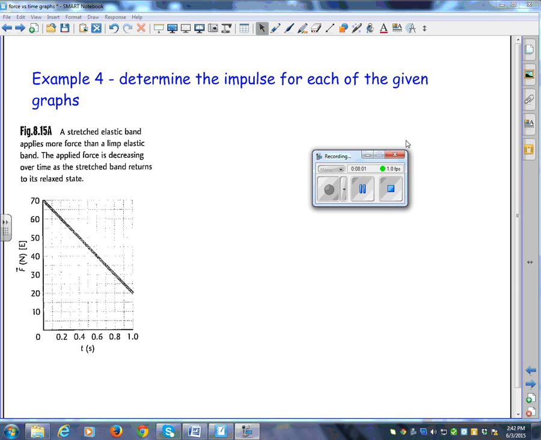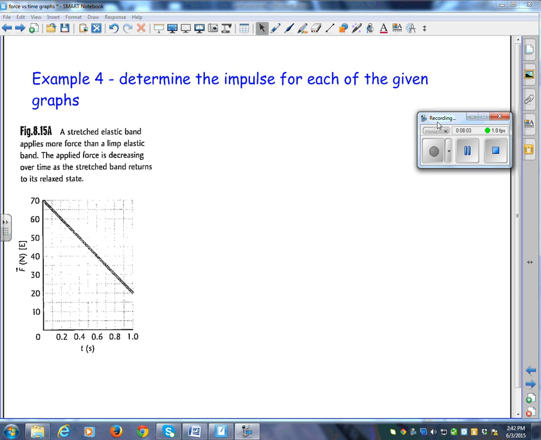Here's example 4. It's from the textbook. Whether you got the book or not doesn't matter to me. Determine the impulse for each of the given graphs. Here we have a stretched elastic band applies more force than a limp elastic band. The applied force is decreasing over time as the stretched band returns to its relaxed state. So as it becomes less and less stretched, there's less and less force.